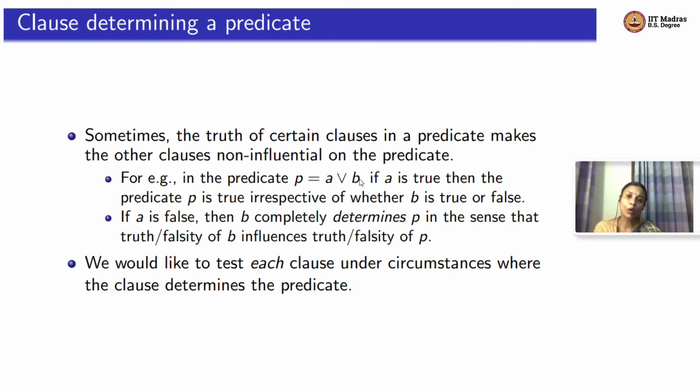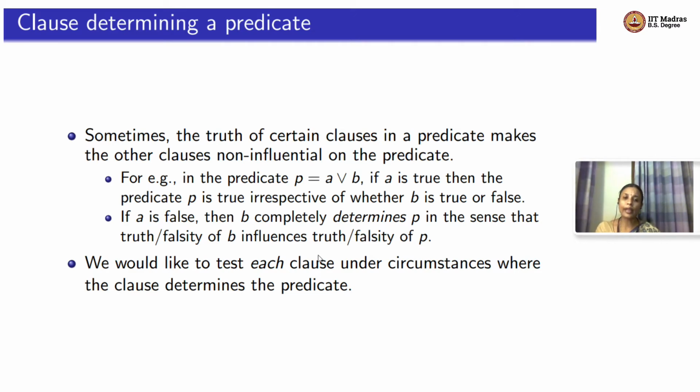Suppose B also becomes false, then the predicate P will evaluate to false. Suppose B becomes true, then the predicate P will evaluate to true. Is it clear? So when A is false, we can say that the clause B completely determines P. If B is false or true, the truth or falsity of P also changes with the truth or falsity of the clause B. So this is what we mean by a clause determining a predicate.